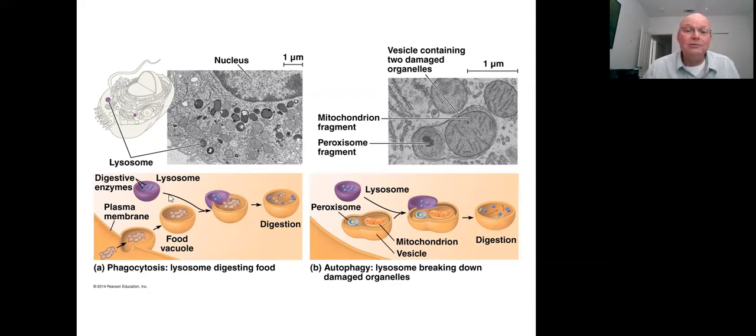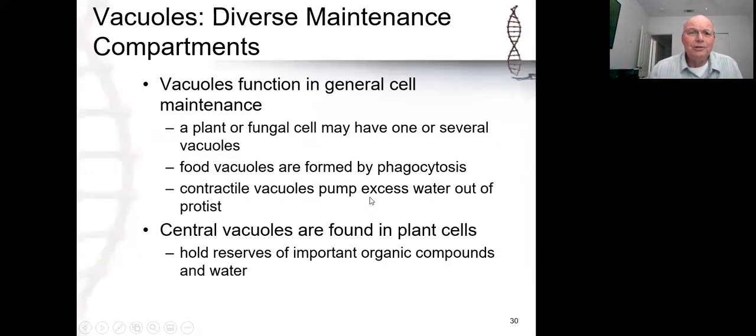And there are actually lots of unicellular protists that feed in this fashion by capturing food particles and then digesting the material inside the food particle using the enzymes of lysosomes. And then autophagy is simply the breakdown of damaged and non-functional organelles using lysosomes again. So those are the lysosomes. Then we've talked about the food vacuoles and specialized vacuoles. We will talk about the central vacuoles in plant cells in a little bit more detail in a moment.